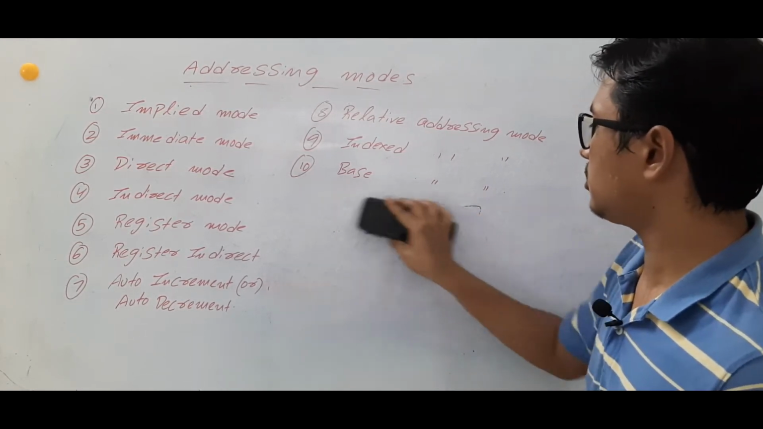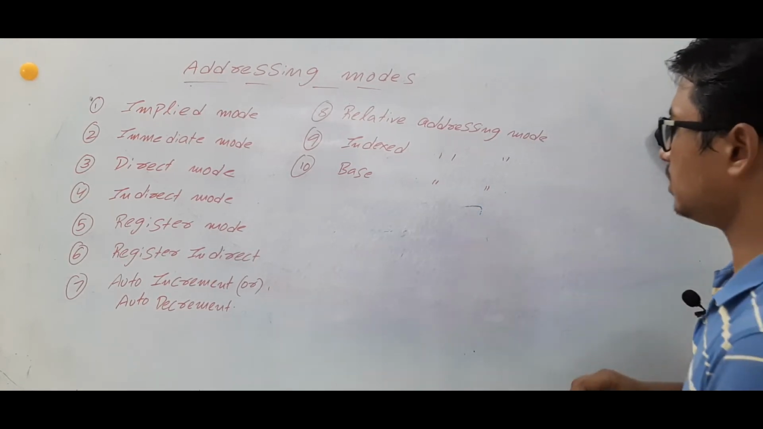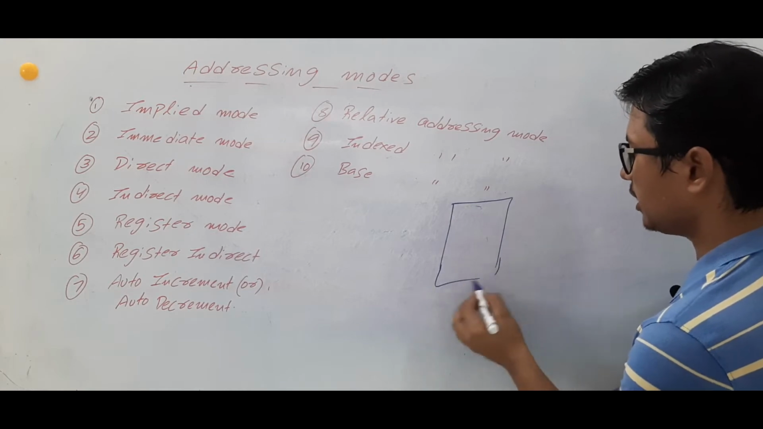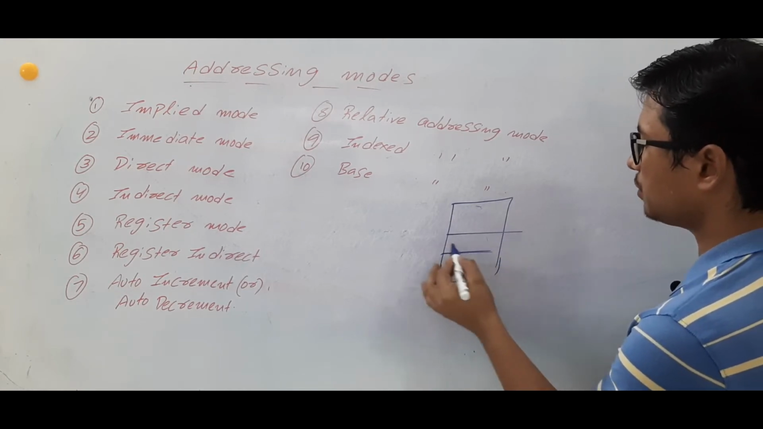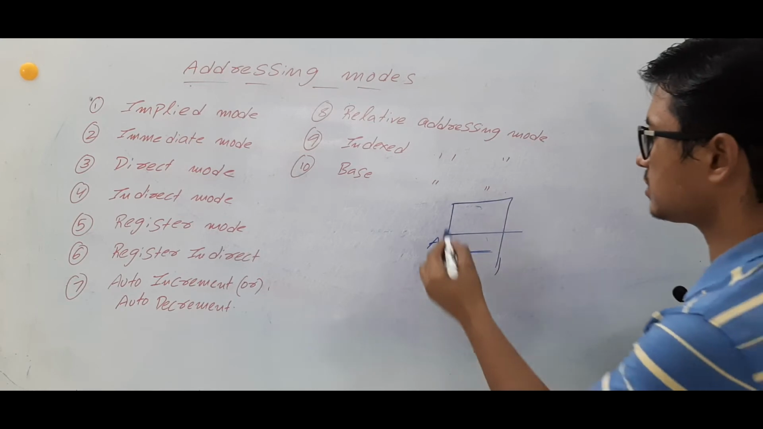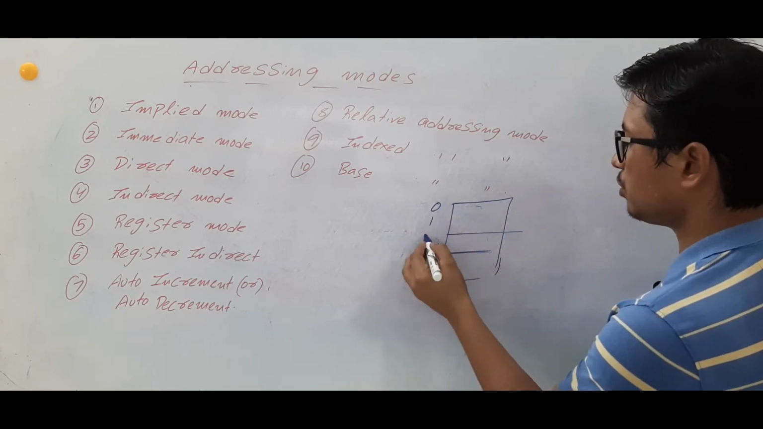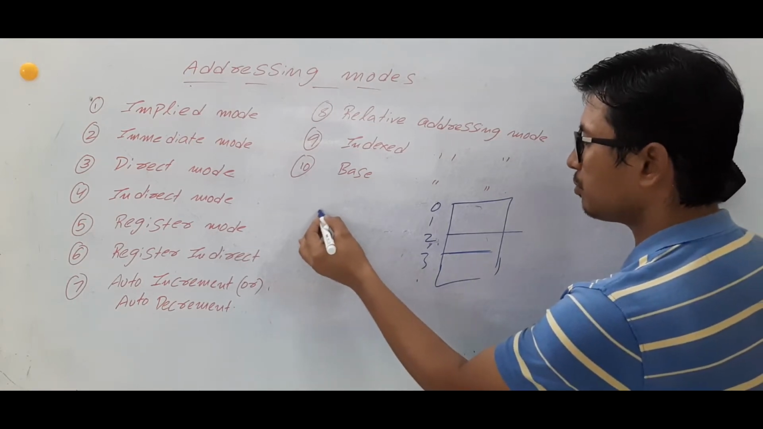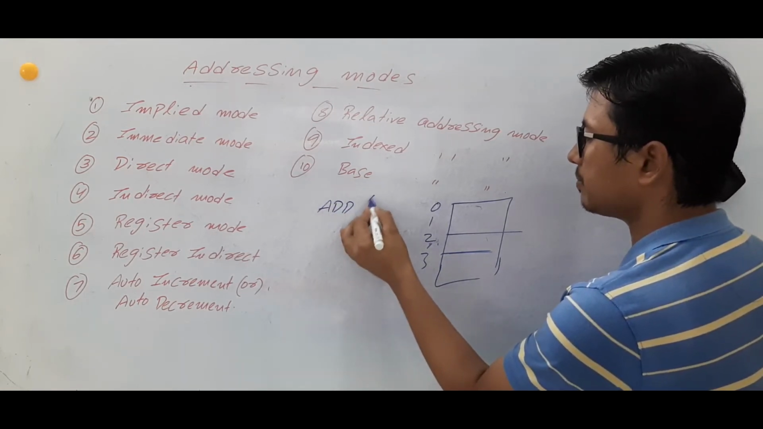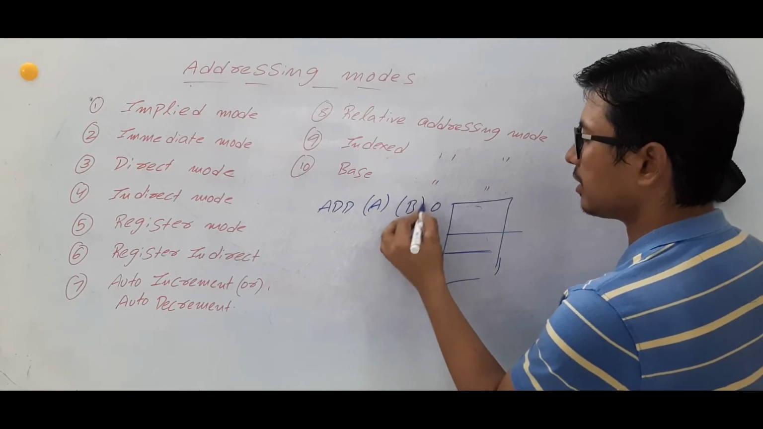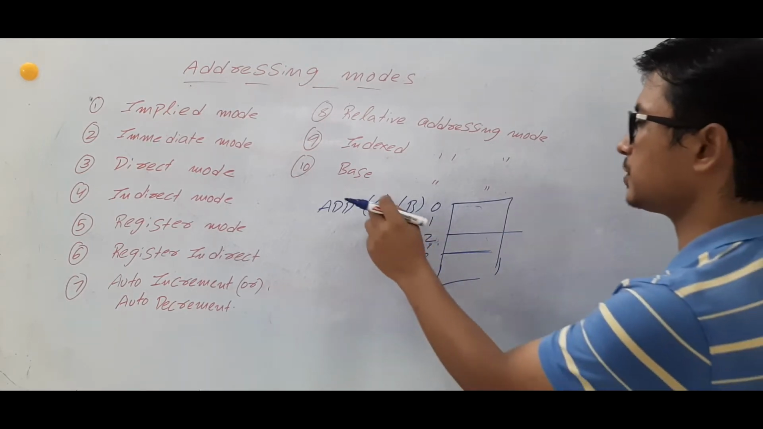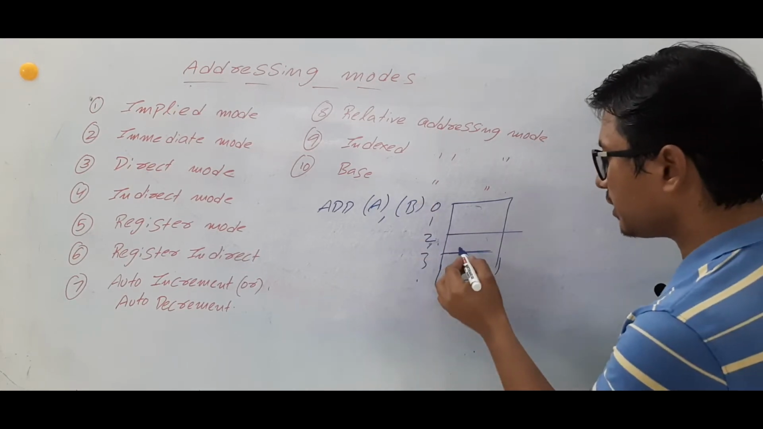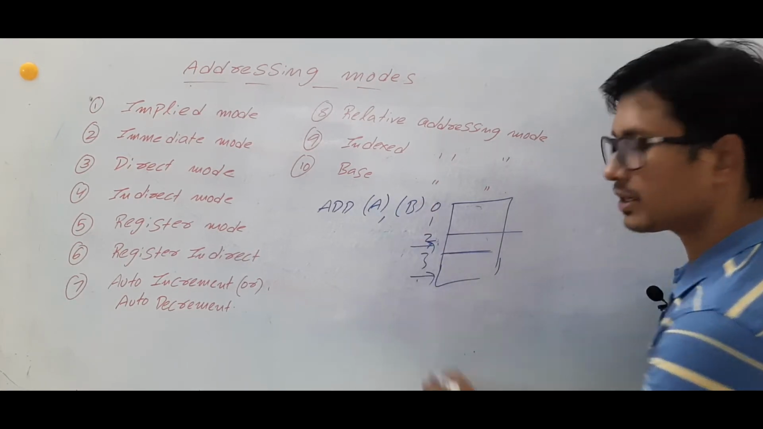In direct addressing mode, let's take that we have a memory. In the memory, the value A is stored. So this is some address location 0, 1, 2, 3, some addressing locations are there. Now you want to perform ADD A, B. Just to specify, the address of A and the address of B is given here. Now A is located here and B is located here.